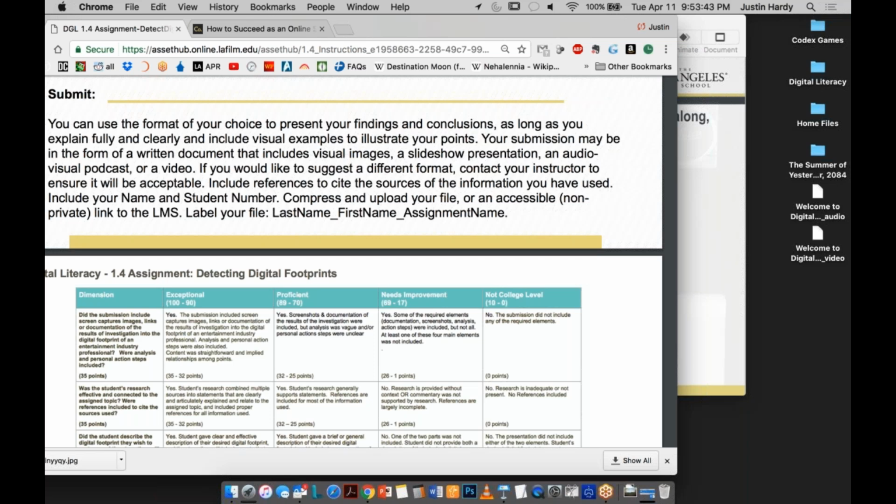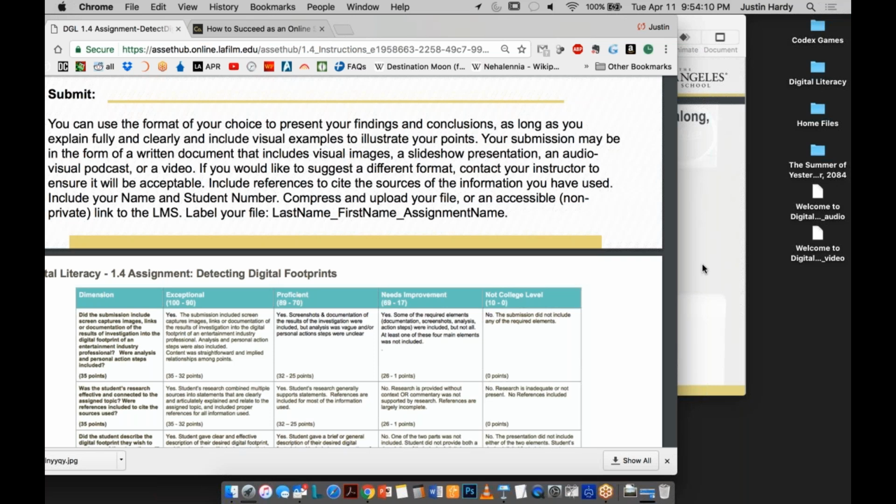Now, we also want you to include some extra information. This is really important. We want your first and last name so we know who created the assignment, and we also want you to include your student number in your assignment as well. Then you're going to compress and upload your file, or you're going to include an accessible, non-private link on the LMS when you submit this. And label your file last name, first name, assignment name.